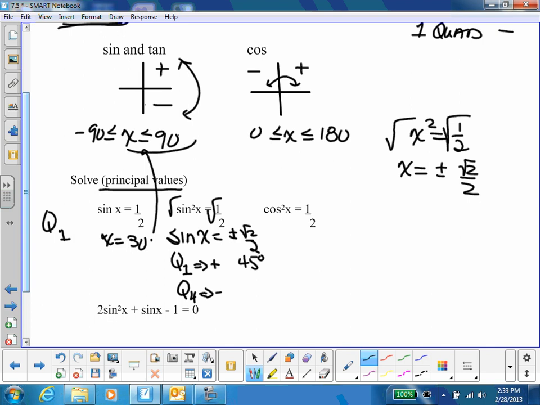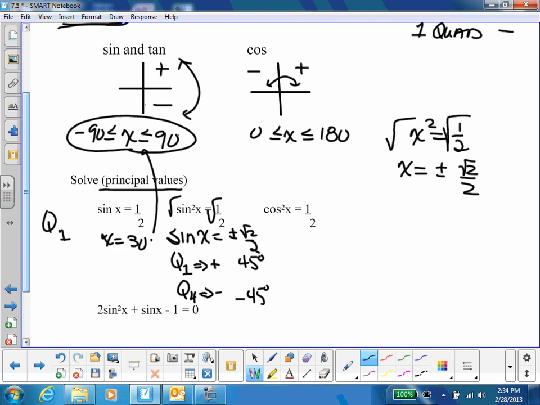Now remember what my domain is. My answers have to fall between negative 90 and positive 90. So we're going to put a 45 degree angle in the fourth quadrant for it to be negative, right? And we're just going to say that it's negative 45 degrees, right? Don't say 315, even though we end up in the same place. We've gone around in a positive direction, and we want it to go in a negative.